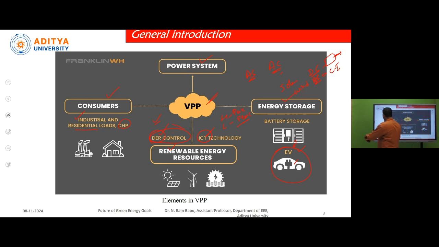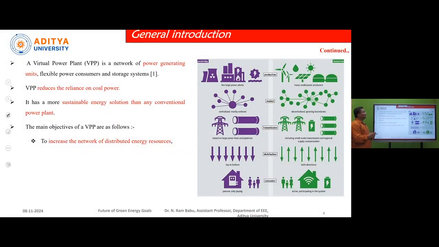Okay, now let us move on to the next one. Here I have given a brief definition of it. You can observe it here. A virtual power plant is a network of power generating units with flexible power consumers and storage devices. The main advantage of this virtual power plant is it reduces the amount of fossil fuels, especially coal power generation. And also, with the help of these green energy sources, we are generating sustainable energy rather than conventional power plants like thermal systems.